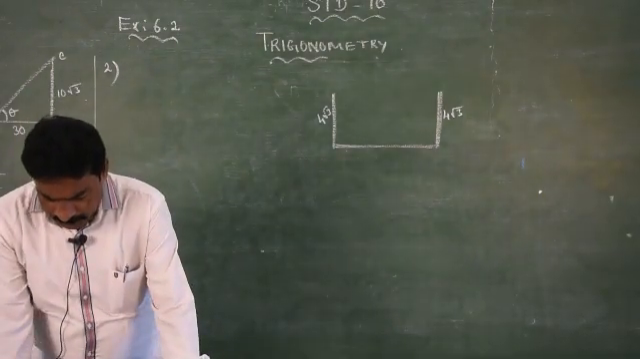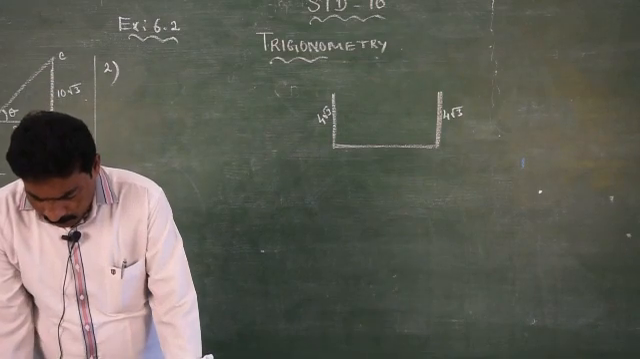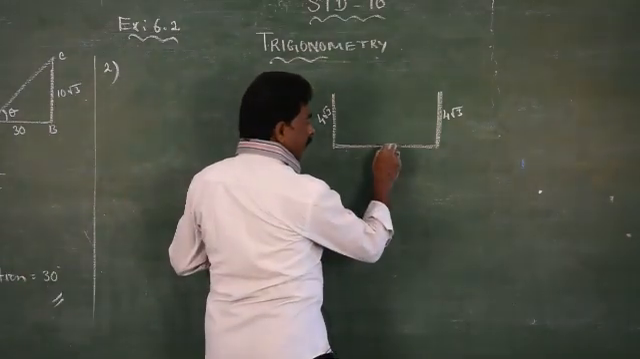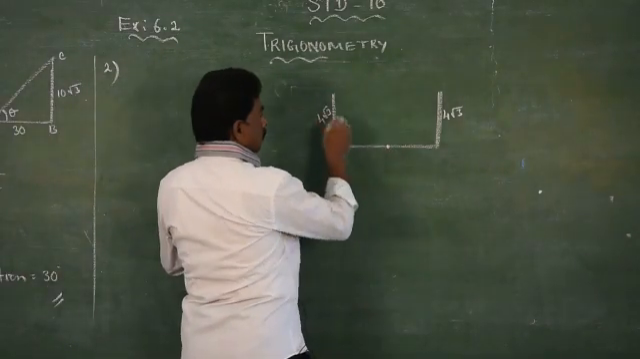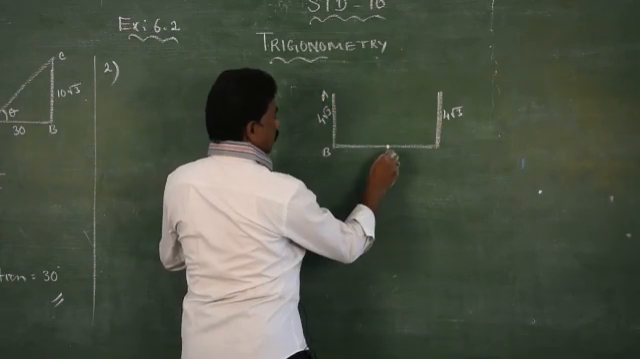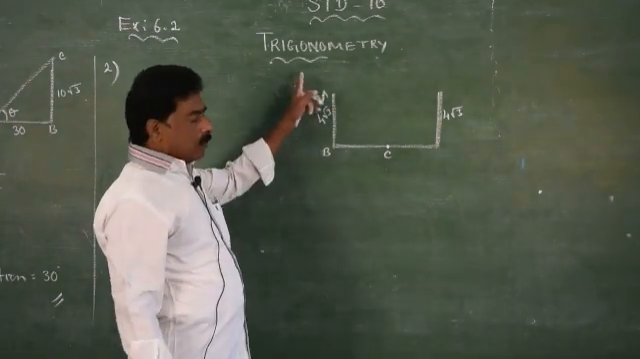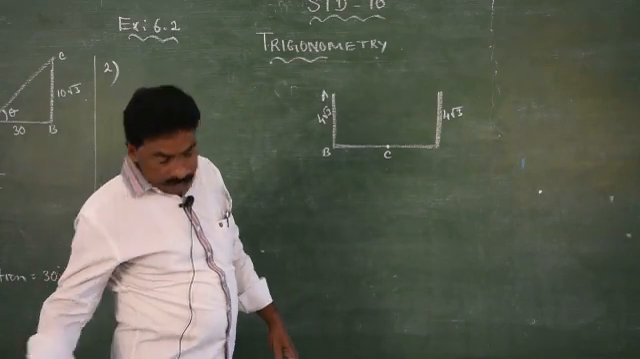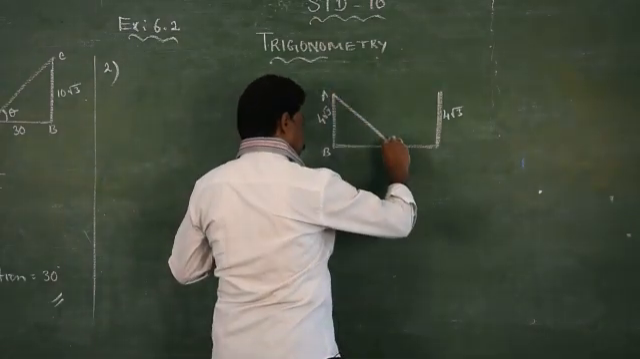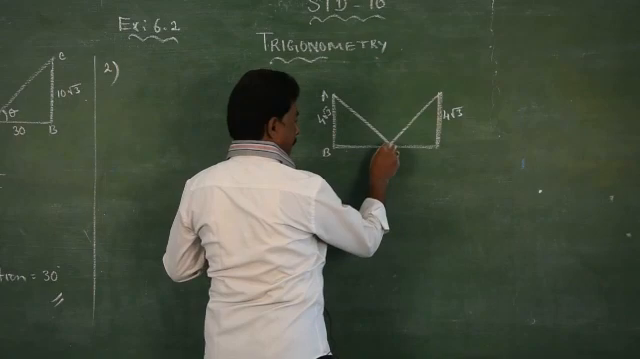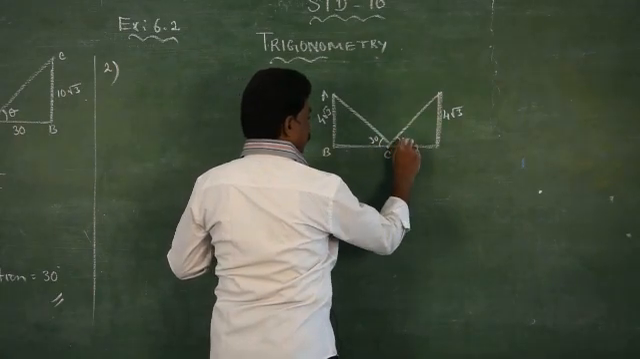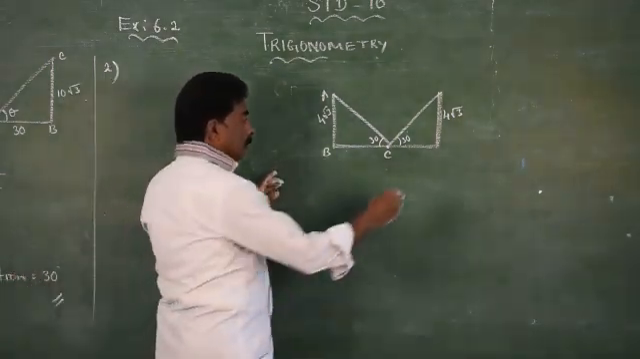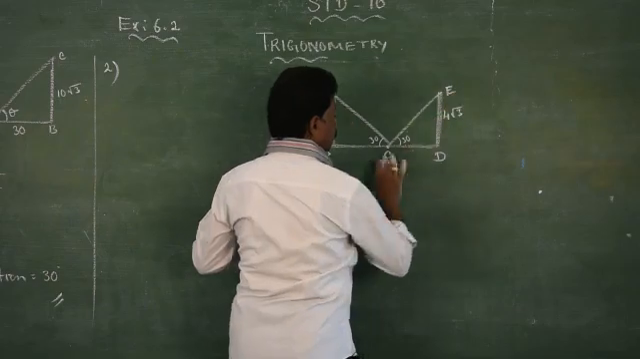A pedestrian is standing on the median of the road facing a row of houses. So, a pedestrian standing at the median means the midpoint here. Suppose A, B is there. So, C is standing and facing a row of houses. The angle of elevation of the pedestrian to the top of the house is 30 degrees. You have to find the width of the road. BC you have to find.